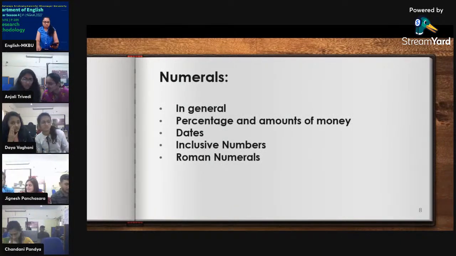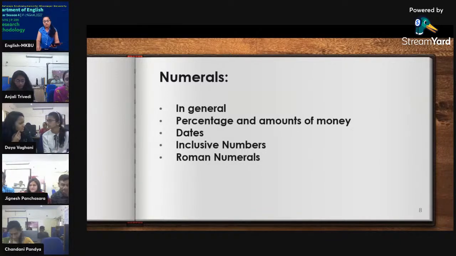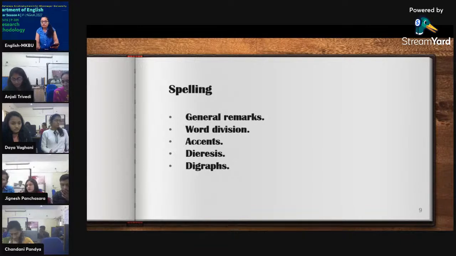And numerals are also in this. Generally, numbers that cannot be spelled out in one or two words may be written as numerals. And spelling also plays a vital role in this.